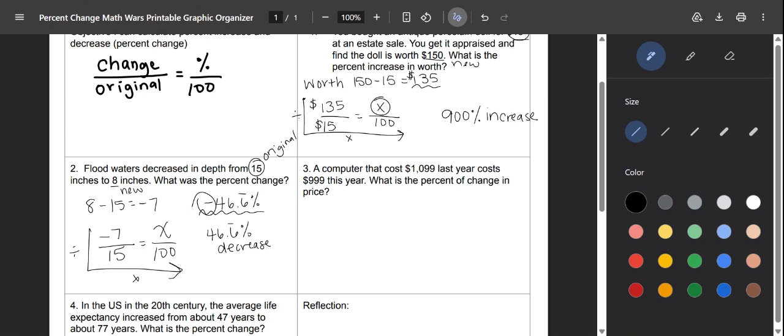Number 3 is a you-do problem. A computer that cost $1,099 last year cost $999 this year. What is the percent of change in price? So I'm going to ask you to pause the video here, solve it, and press play when you are ready to come back and check your answer.